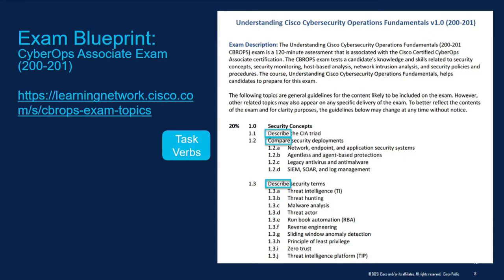Underneath each of the domain topics are a list of tasks. You'll see here, describe the CIA triad, compare security deployments. Each of these tasks begins with a verb. This is really important because it lets you know exactly what is expected of you on the exam, okay? So if you see something that says describe, that's a basic understanding of that concept. That's understanding its purpose, its functionality, what it is, what it does, how it works. It's not too deep. You don't actually, at this point, have to know anything other than the basic understanding of its functionality and its purpose.